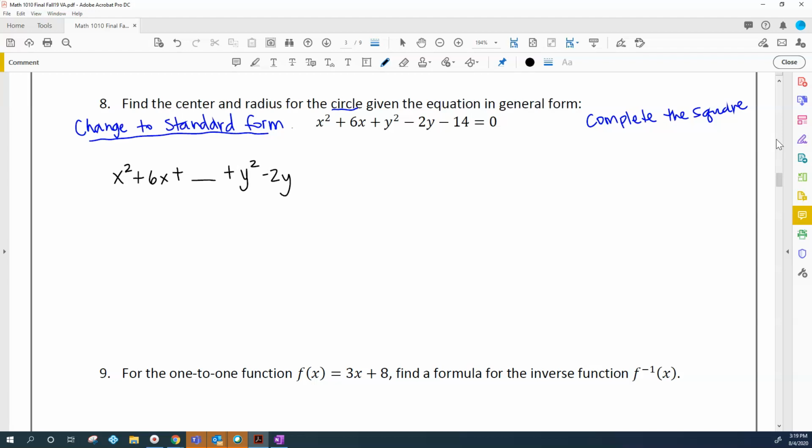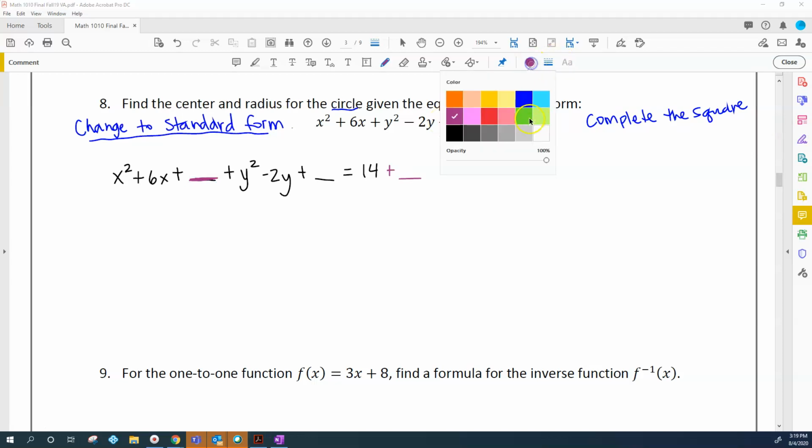And then this negative 14 there, actually I should start by adding that over to the other side first, because I don't want that on the left-hand side. I just want the stuff that I'm doing with completing the square there. But if I add something to one side, I need to add that same number to the other side. And I did that twice, so I need to add those over.